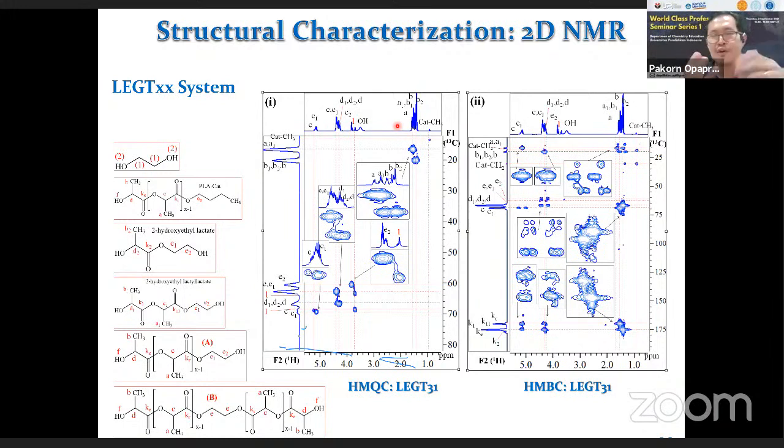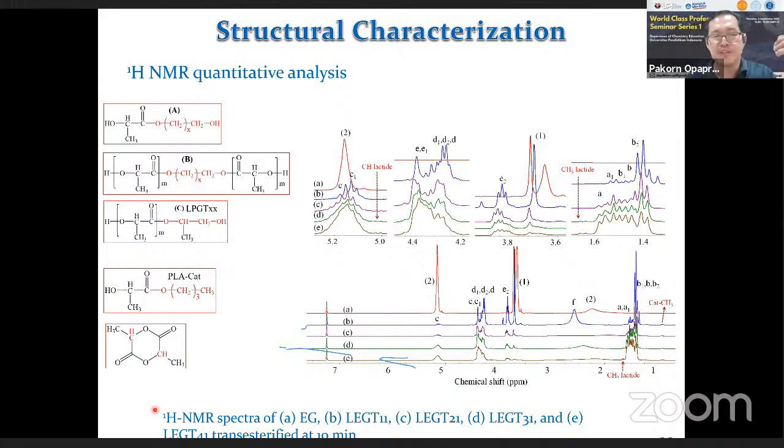So we also employ NMR spectroscopy, especially to characterize and come up with the possible structure of the products. If we know the possible structures, we can also determine the content, the amount of each structure in the mixture of our products. So we also use NMR as well.